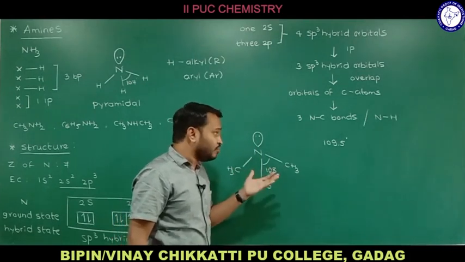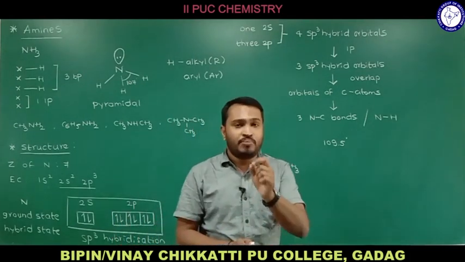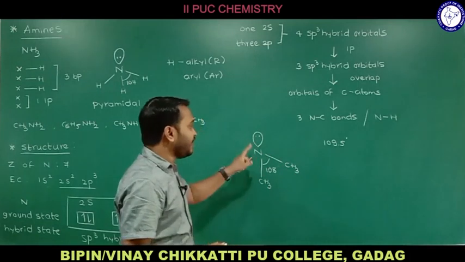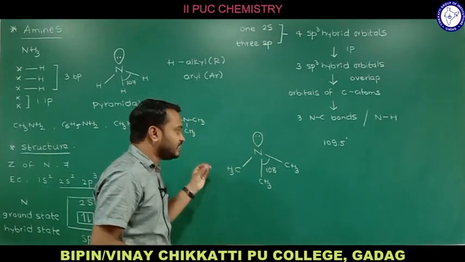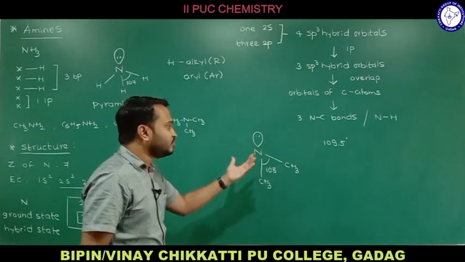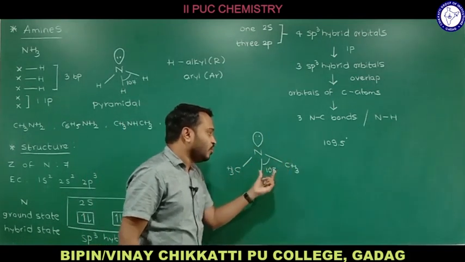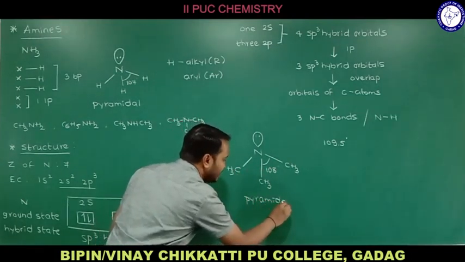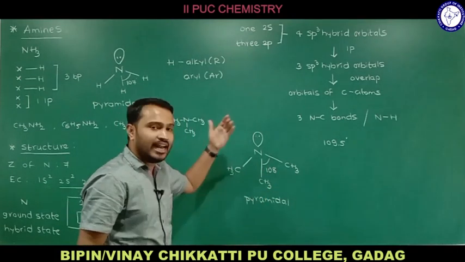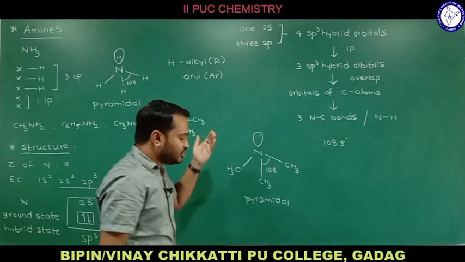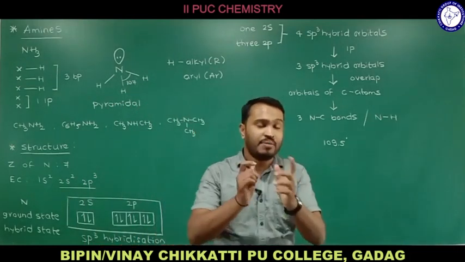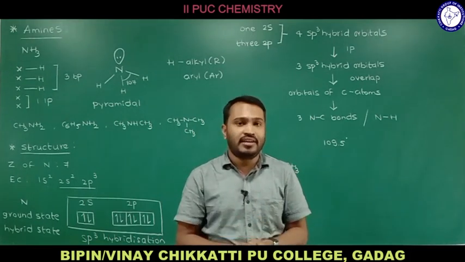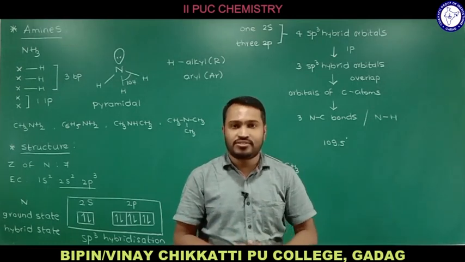According to VSEPR theory, we know that the presence of lone pairs of electrons disturbs the geometry of the molecule. So since nitrogen contains 1 lone pair of electrons and 3 bond pairs of electrons, the bond angle is going to decrease from 109.5 degrees to 108 degrees, and this shape I call pyramidal in shape. So this is the one example I consider, and that is trimethylamine, and this is how the shape of amines can be predicted. Remember that the nitrogen in amine is sp3 hybridized, and nitrogen contains a lone pair of electrons. That is about the structure of amines.